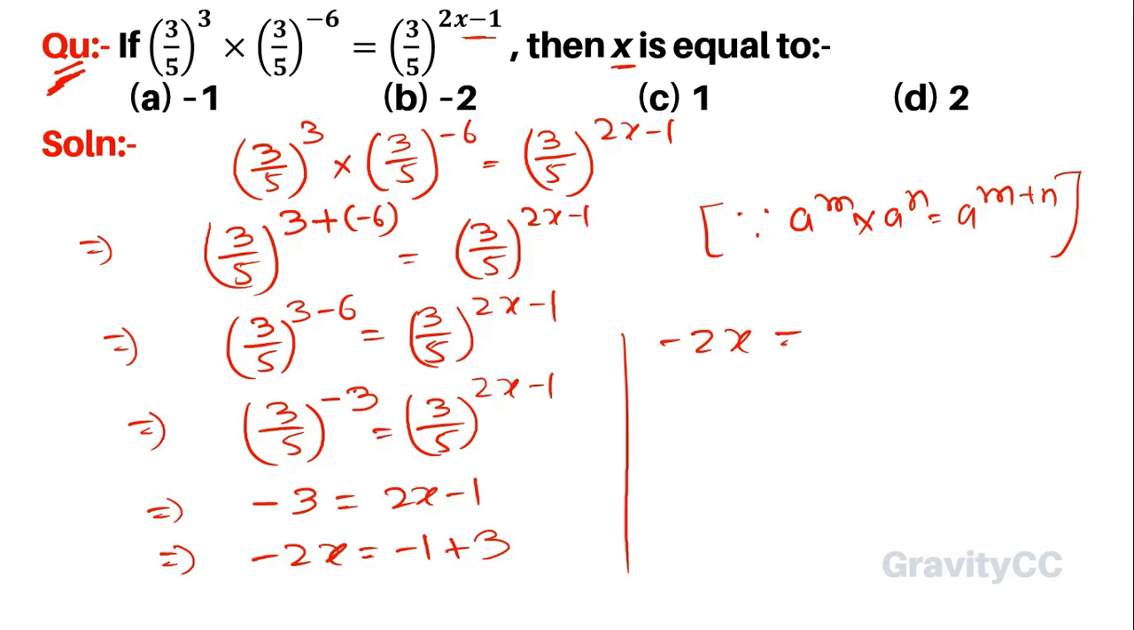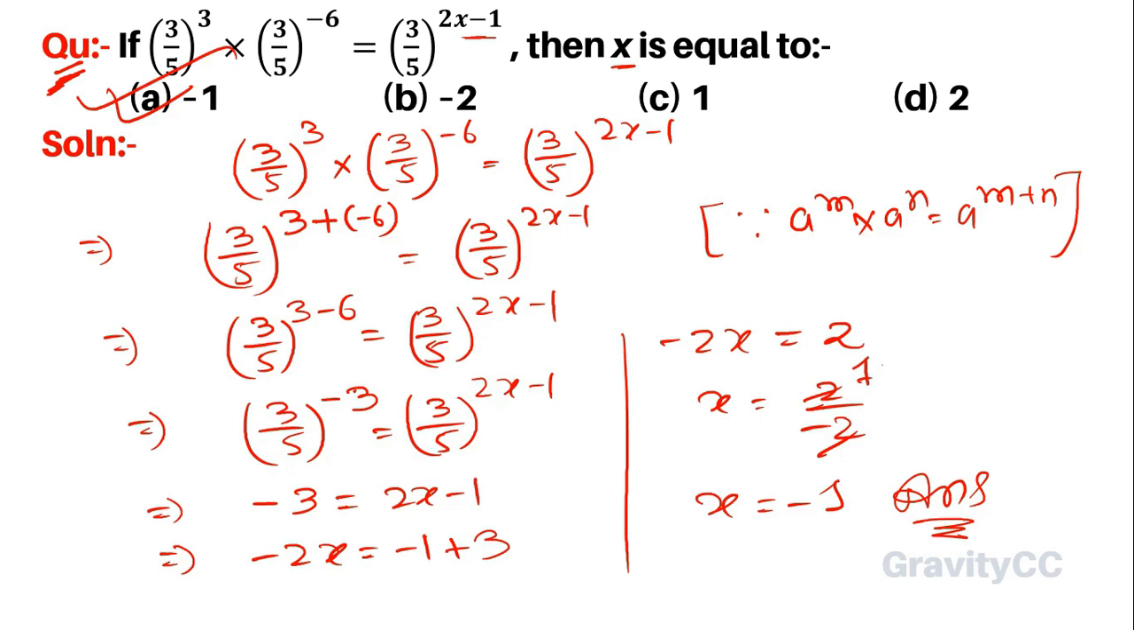So minus 2x equal to 2. So x equal to 2/-2. So x equal to -1. Answer. So option A is the correct answer.